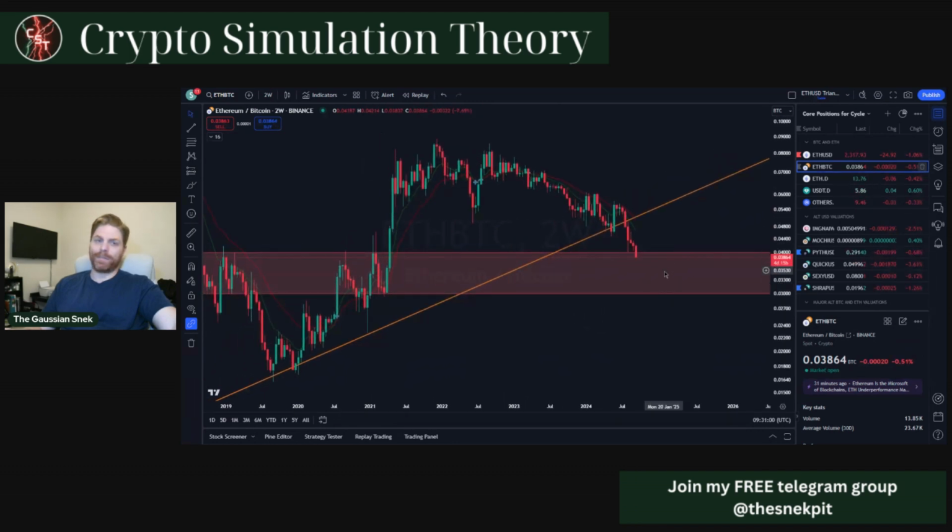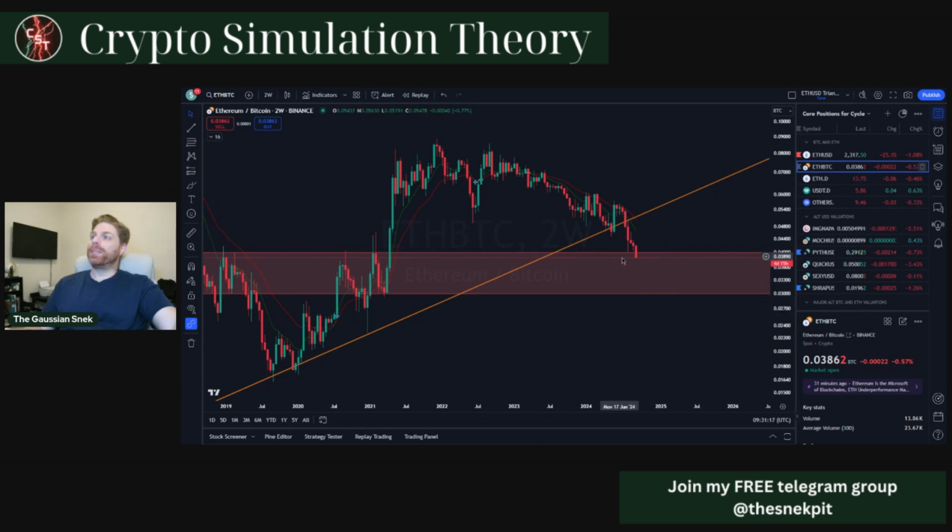I drew this like three quarters of a year ago. We're in this red zone between 0.03 and 0.04 Bitcoin. I think we're in a bottoming process. I think this is going to take a little while, most of quarter four. Then I think after that, we're likely to see Ethereum resume a bullish uptrend against Bitcoin.